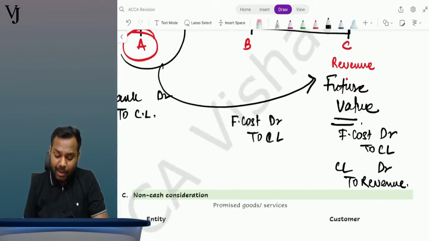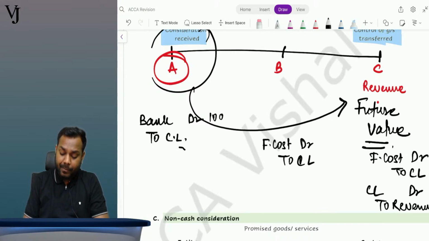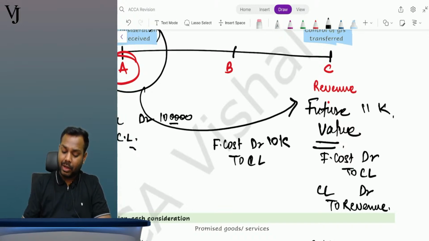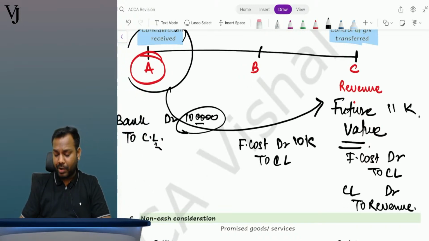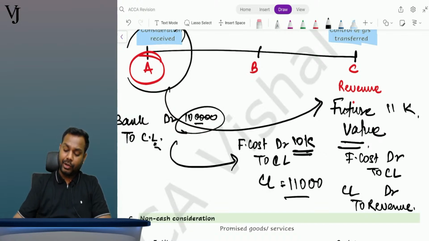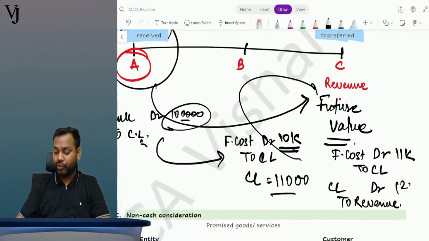Now Krishna is asking what amount will be taken to contract liability. The whole amount that I have received here, 100,000, will be recorded here, right? Finance cost at 10% is 10,000 here. It is 11,000 here. How come 11,000? See, 100,000 is the bank amount of what I have received. 10% on that is finance cost 10,000. Now the contract liability becomes how much? 110,000, right? So 10% on this becomes 11,000, right? I record finance cost at the rate of 11,000. And 121,000 I will record as revenue.